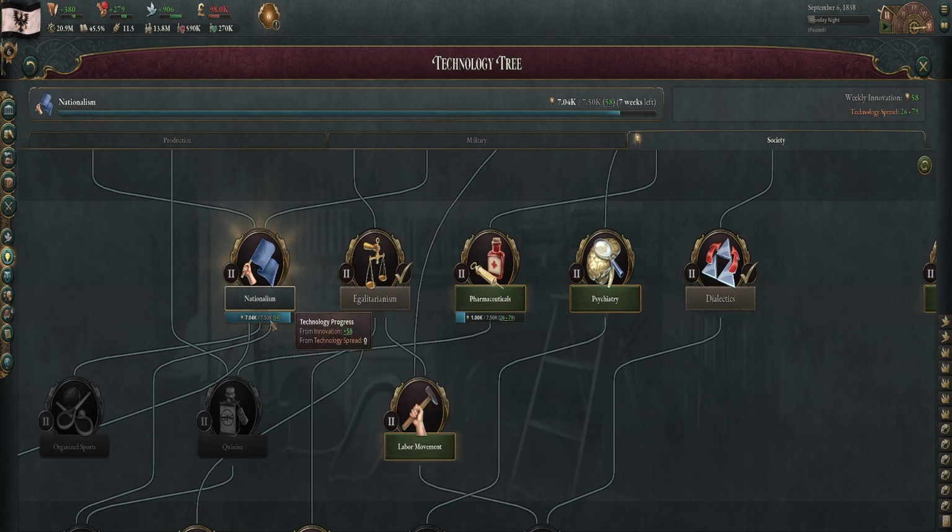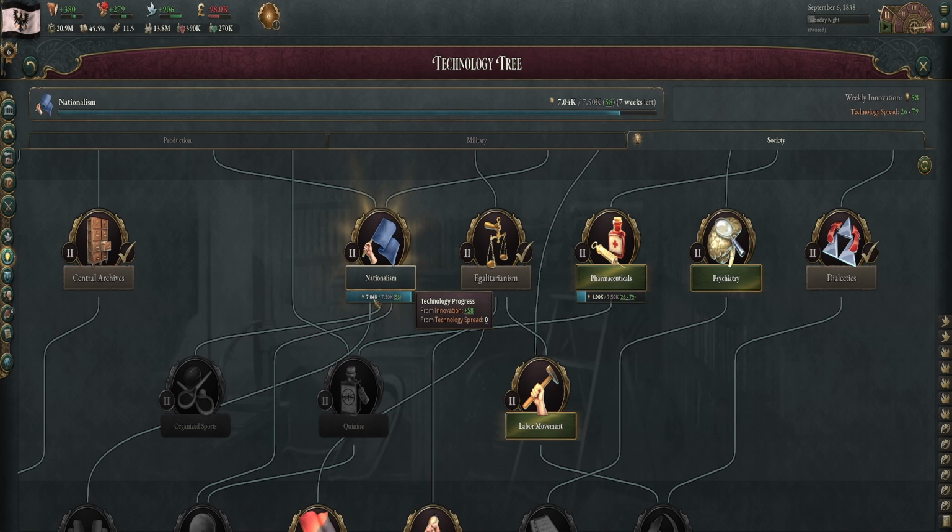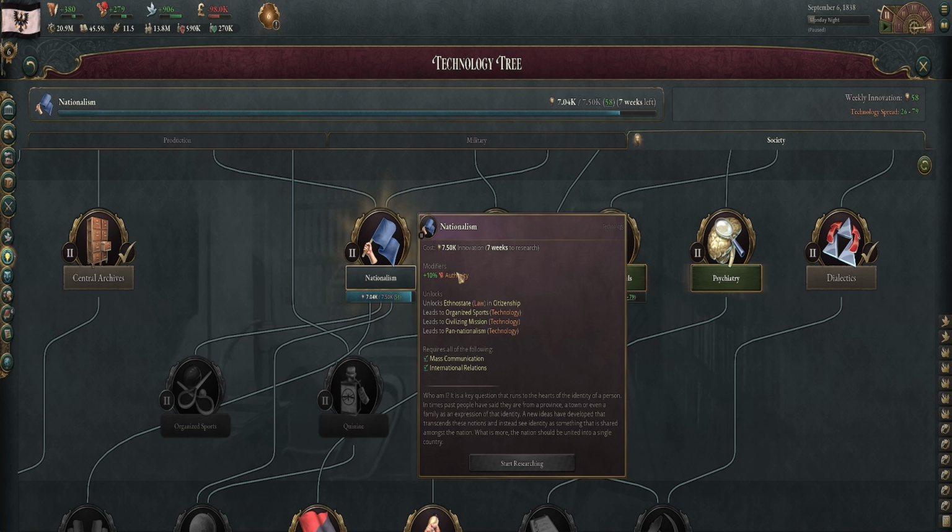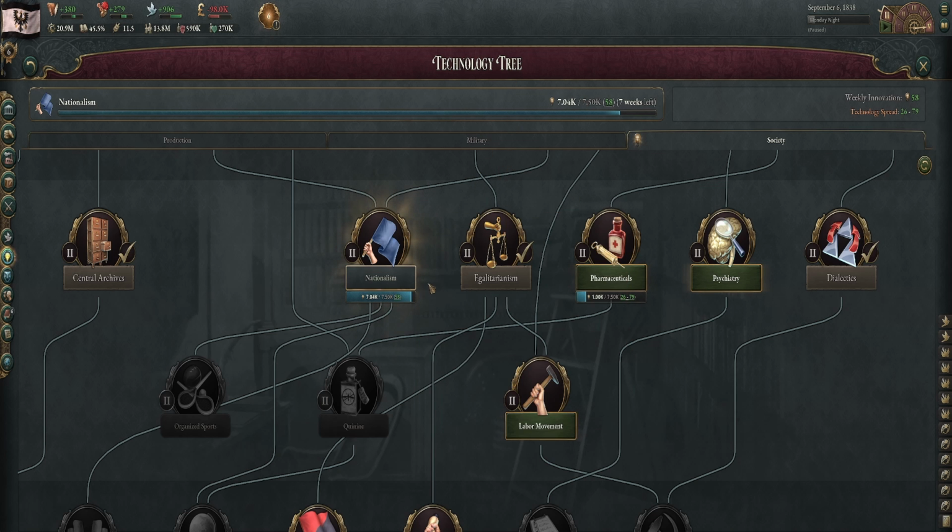So if I click on this one, for example, nationalism, which is what I've been doing all along, we currently have 7.04k accrued to this technology. When I reach 7.5, I will unlock it, which gives me plus 10% authority, but it will also allow me to do other things with the other German nations that we have and be able to unify them, right? Then you see on the right of it that you have plus 58 from innovation.